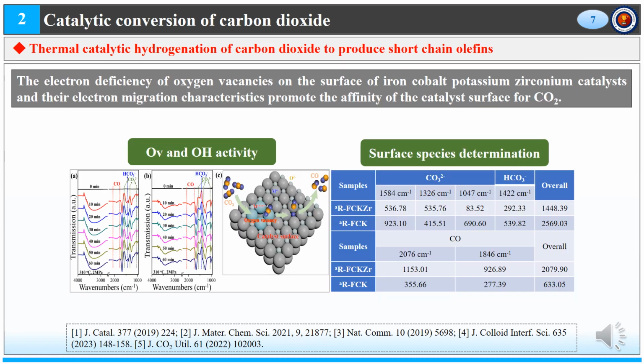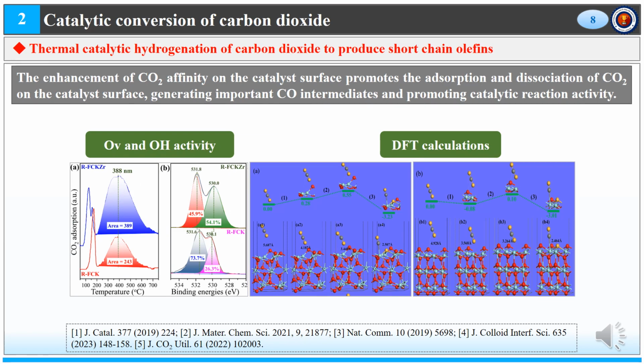The electron deficiency of oxygen vacancies on the surface of iron cobalt potassium zirconium catalysis and their electron migration characteristics promote the affinity of the catalyst surface for carbon dioxide. The enhancement of carbon dioxide affinity on the catalyst surface promotes the adsorption and dissociation of carbon dioxide on the catalyst surface, generating important carbon monoxide intermediates and promoting catalytic reaction activity.